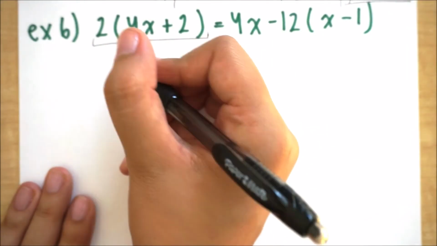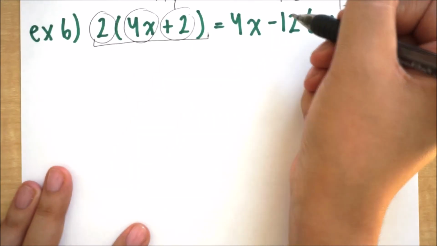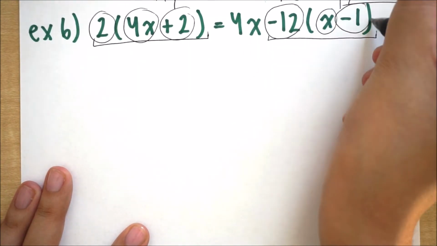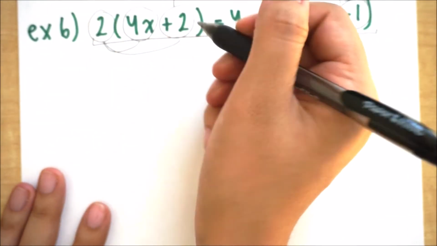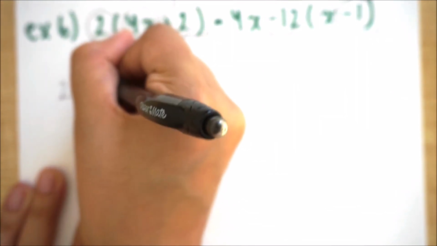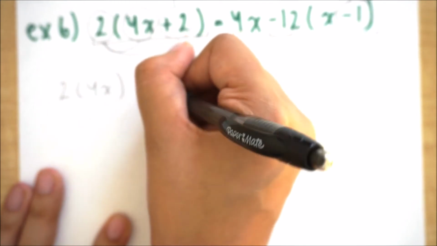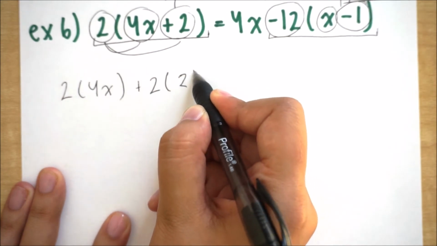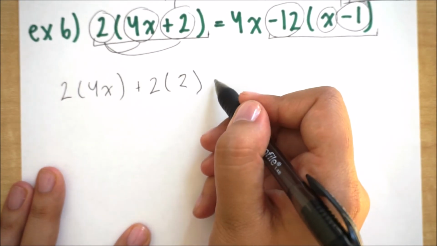All right, let's look at example 6. This is our last example. So we have distribution on both sides. I went ahead and circled and made bubbles, and we have to multiply those bubbles out. So we have 2 times 4x plus 2 times 2. And then we have on the right side 4x.